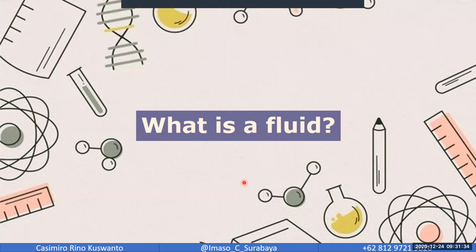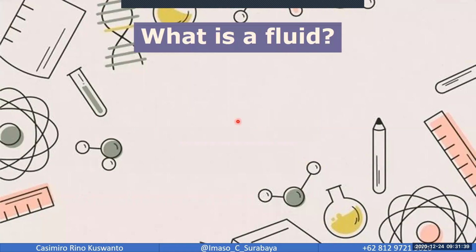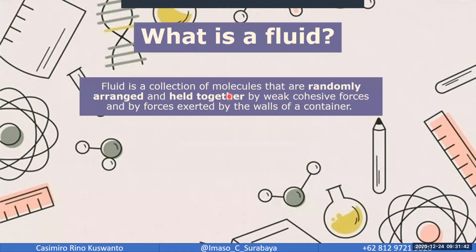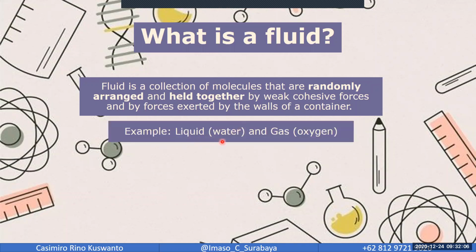Before we proceed, do you know what a fluid is? By definition, a fluid is a collection of molecules that are randomly arranged and held together by weak cohesive forces and by forces exerted by the walls of a container. To make it simpler, we can say that a fluid is something that can flow. By that definition, examples of fluids are liquids, like water and oil, and gases, like oxygen or carbon dioxide.